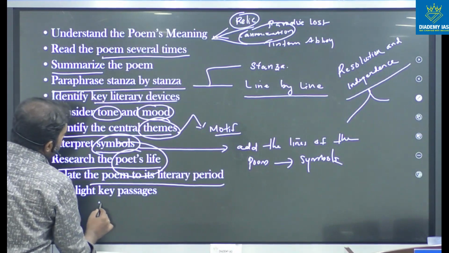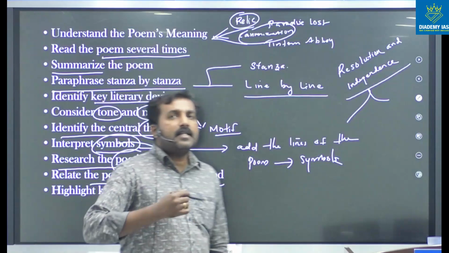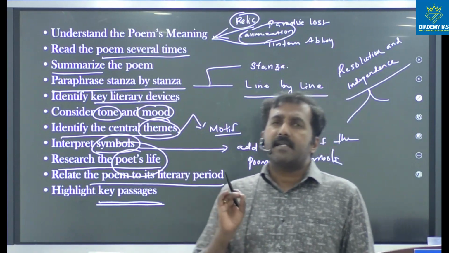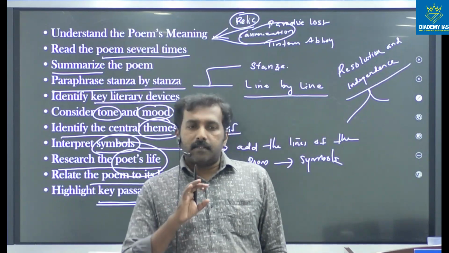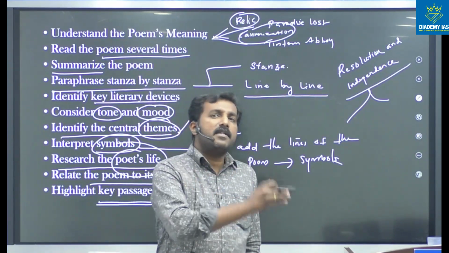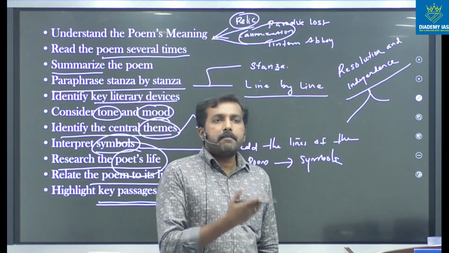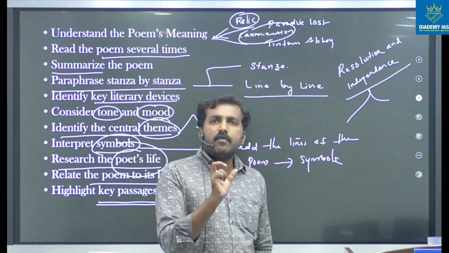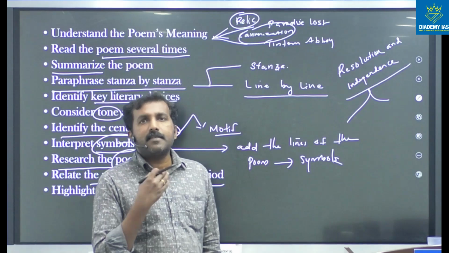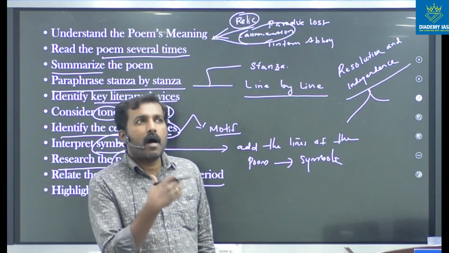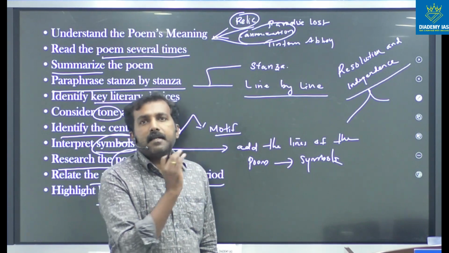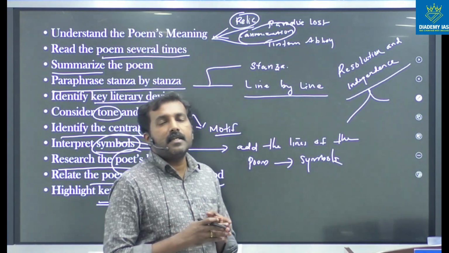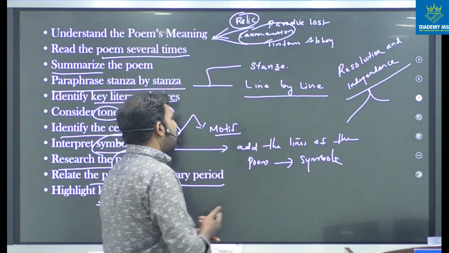Next one, highlight the key passages. We already discussed that. During the answer writing time, you have to add some relevant quotations, relevant lines of the poem in order to justify your answer. For example, if you want to reveal the symbolism in the poem, then give one or two lines to justify how symbolism is applied in the particular poem. So this is also a strategy when you prepare poems.